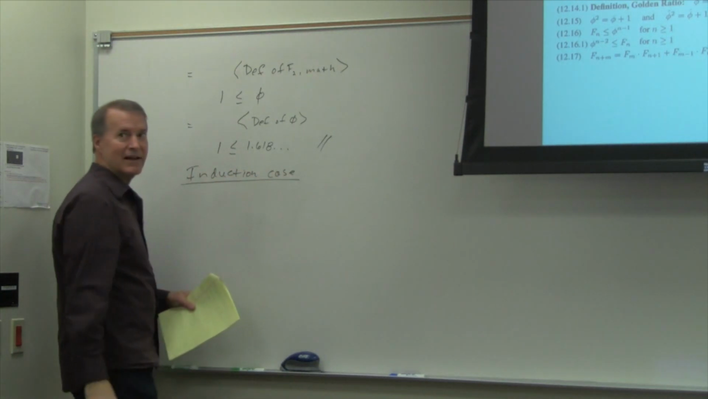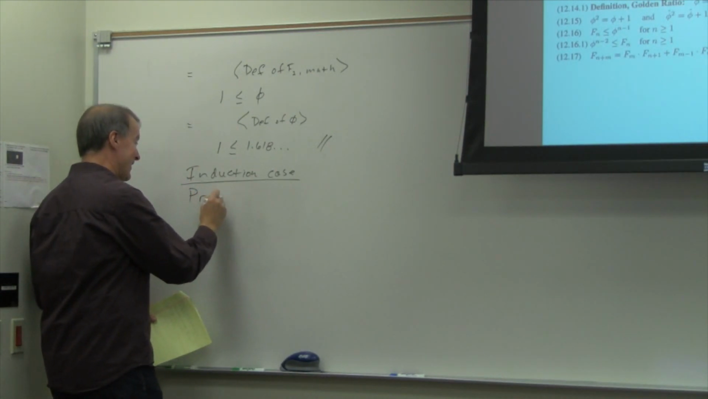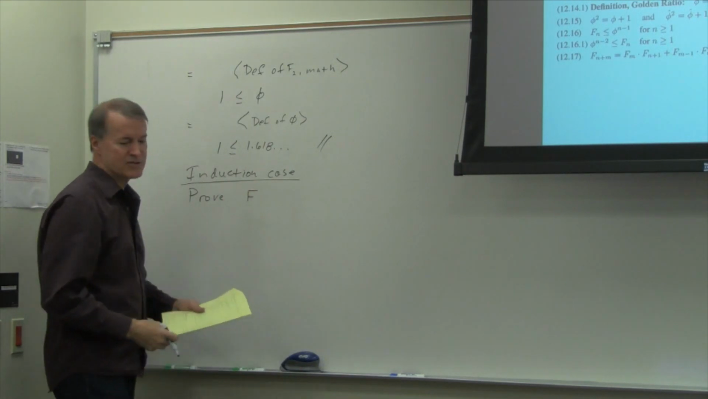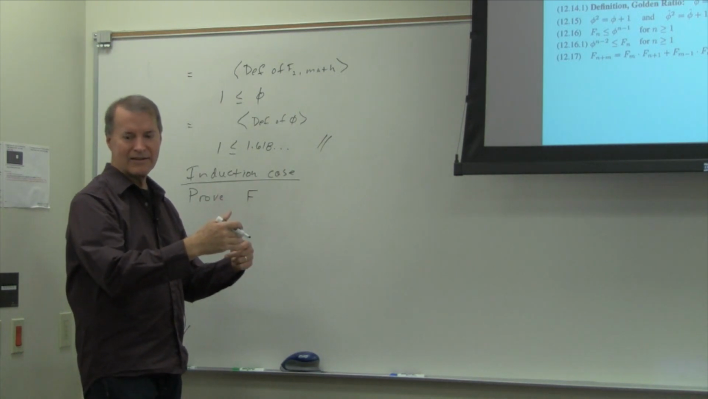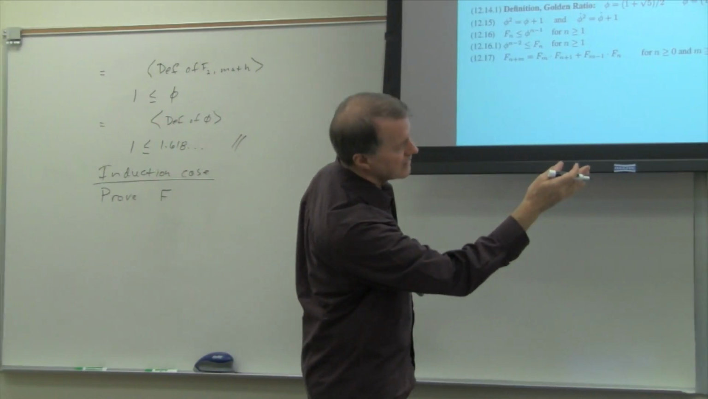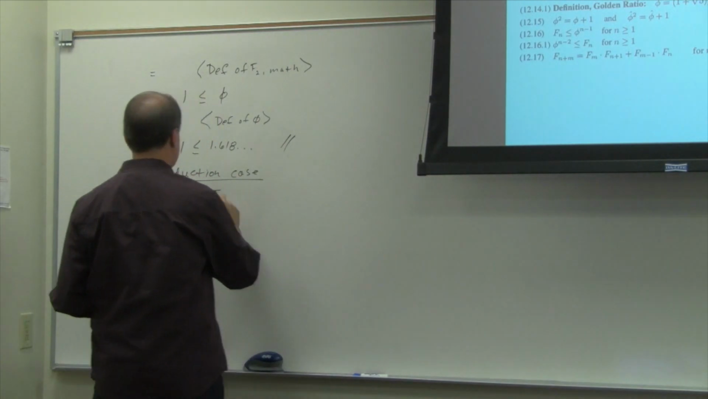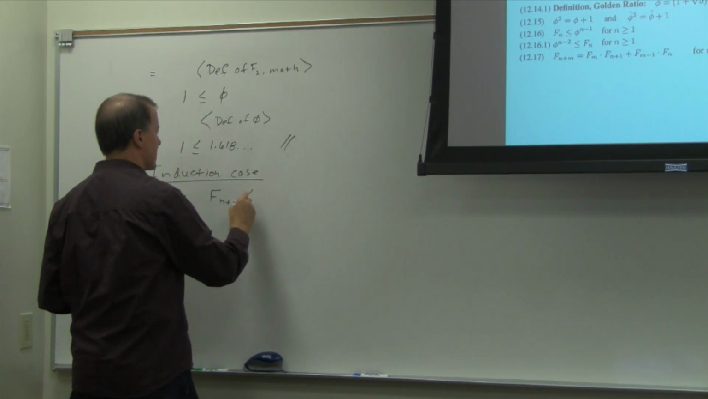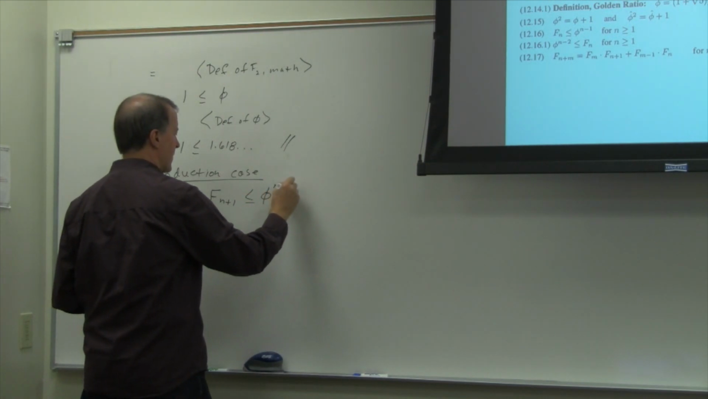Now what do we have to write down? Now prove that F sub... There are several different ways to do this. So what do we have to prove? F sub n plus 1. Prove F sub n plus 1 is less than or equal to phi to the n plus 1 minus 1.